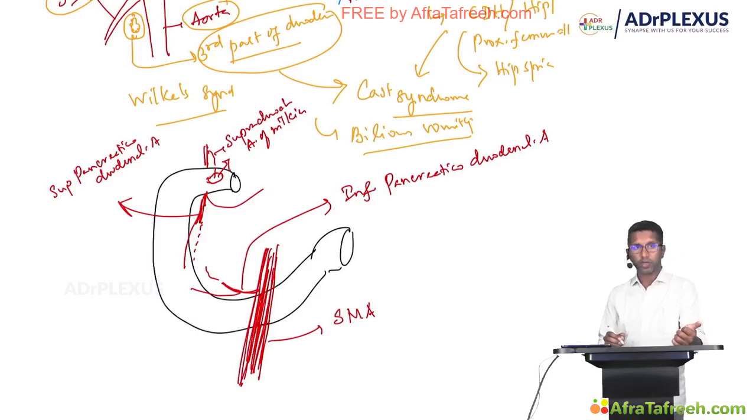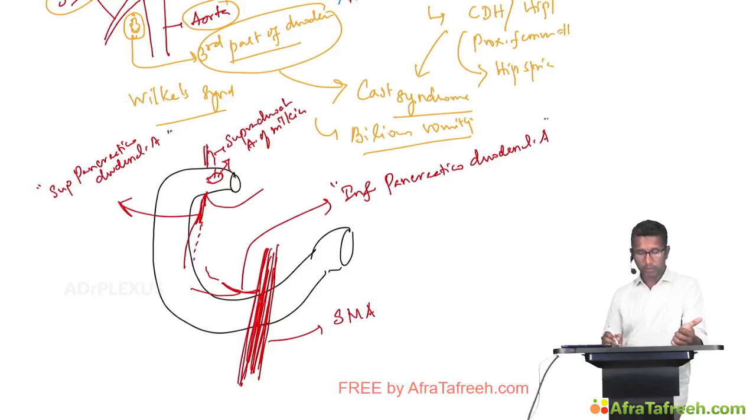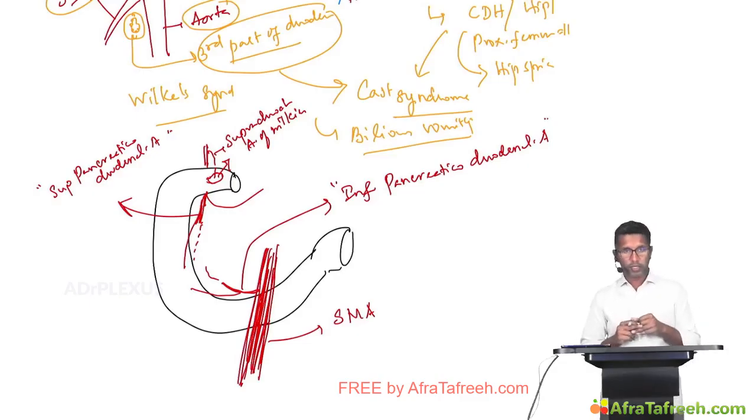So the first part of the duodenum is again supplied by the supraduodenal arteries of Wilkie. So these are all the branches, the blood supply of the duodenum. The main blood supply of the duodenum is by the superior pancreatico-duodenal and by the inferior pancreatico-duodenal.